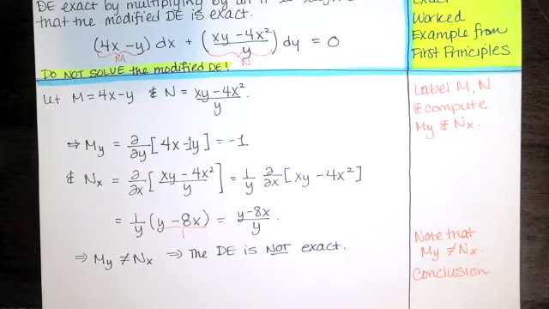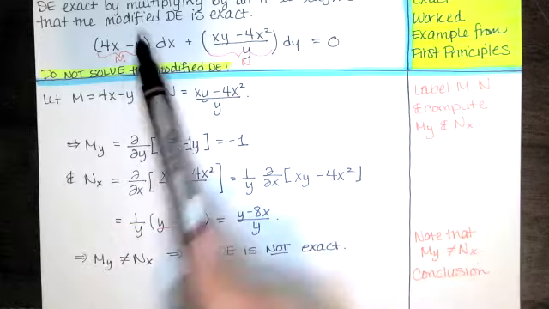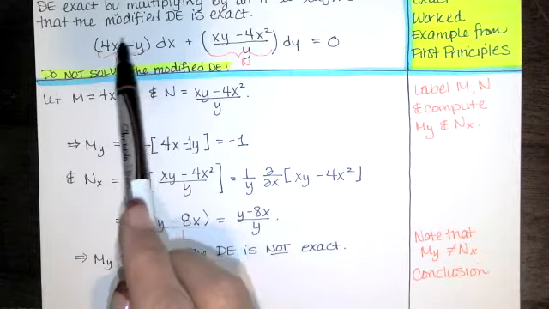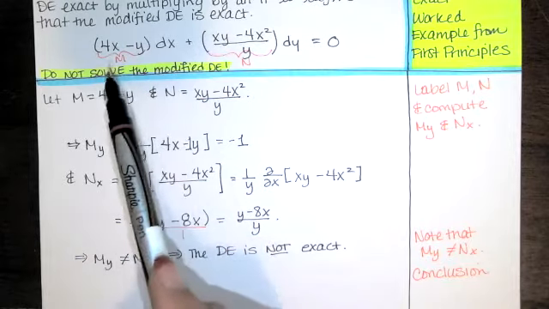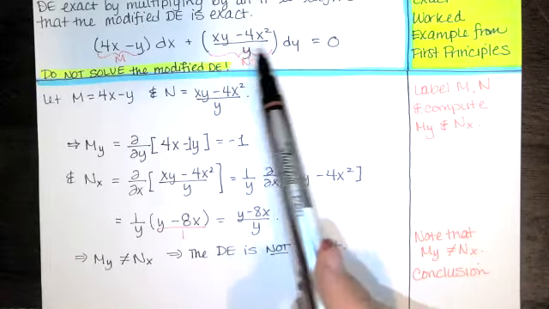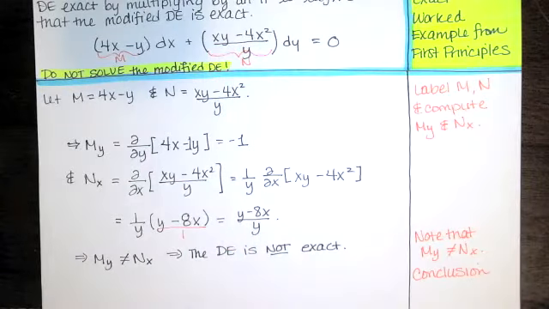Now, again, if you are using a different textbook or your professor is labeling these functions differently, the idea here is you want to take the partial derivative of the function multiplying dx with respect to y, and you want to take the partial derivative of the function multiplying dy with respect to x. That has to do with the mixed partials of that function f that we talk about in the other videos being equal to each other if the differential equation happens to be exact. Okay, so we see that these are not equal, so it's not exact.